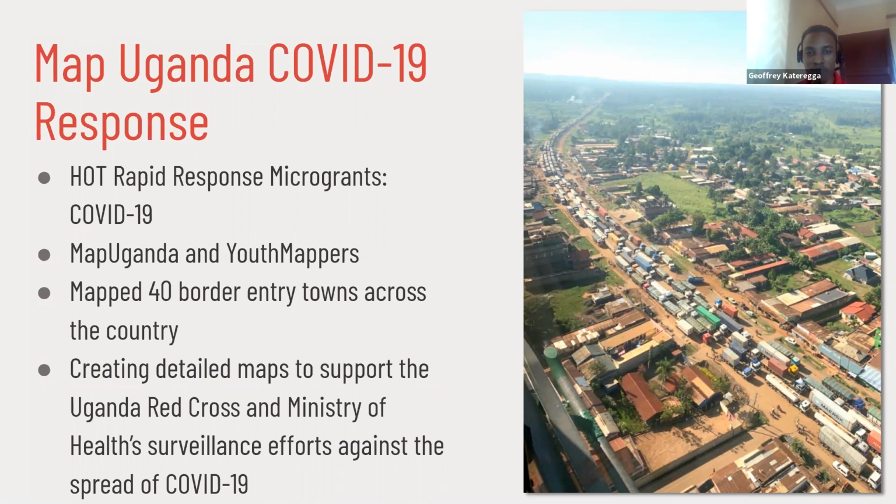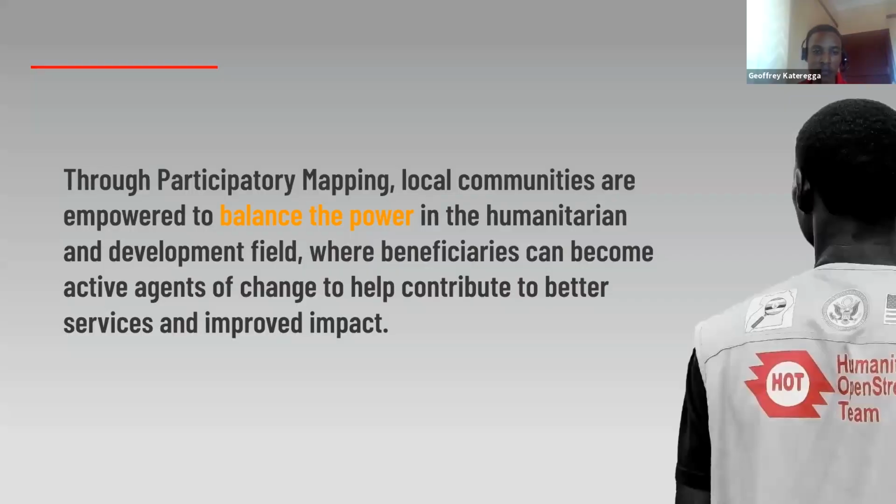So through participatory mapping, local communities are being empowered to respond to disasters. So this means that we are able to balance the power, where beneficiaries are becoming active agents of change through participatory mapping, to be able to contribute to better services and improved impact.